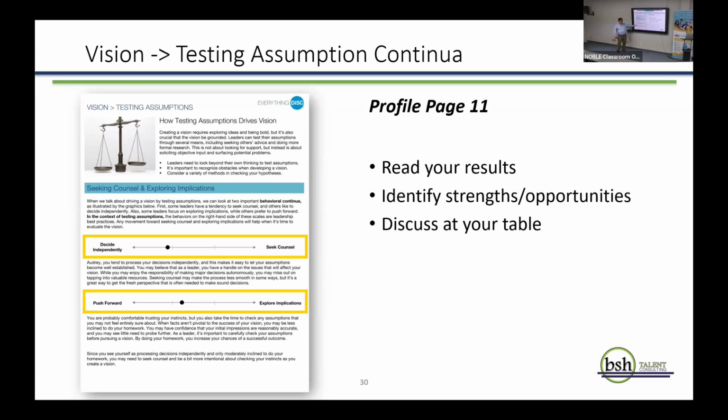Let's do the other one. What about push forward and explore implications? Me, I'm running through brick walls over here. Okay. I'm all the way at Explore, literally on the arrow of Explore.